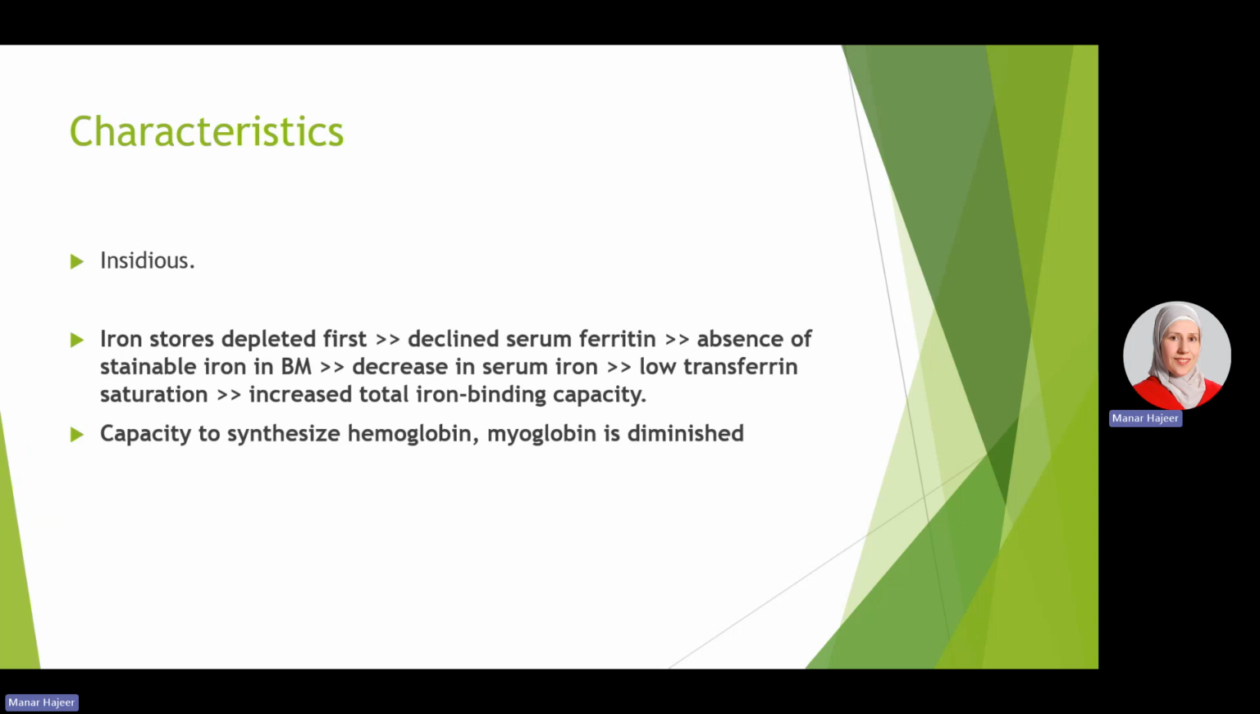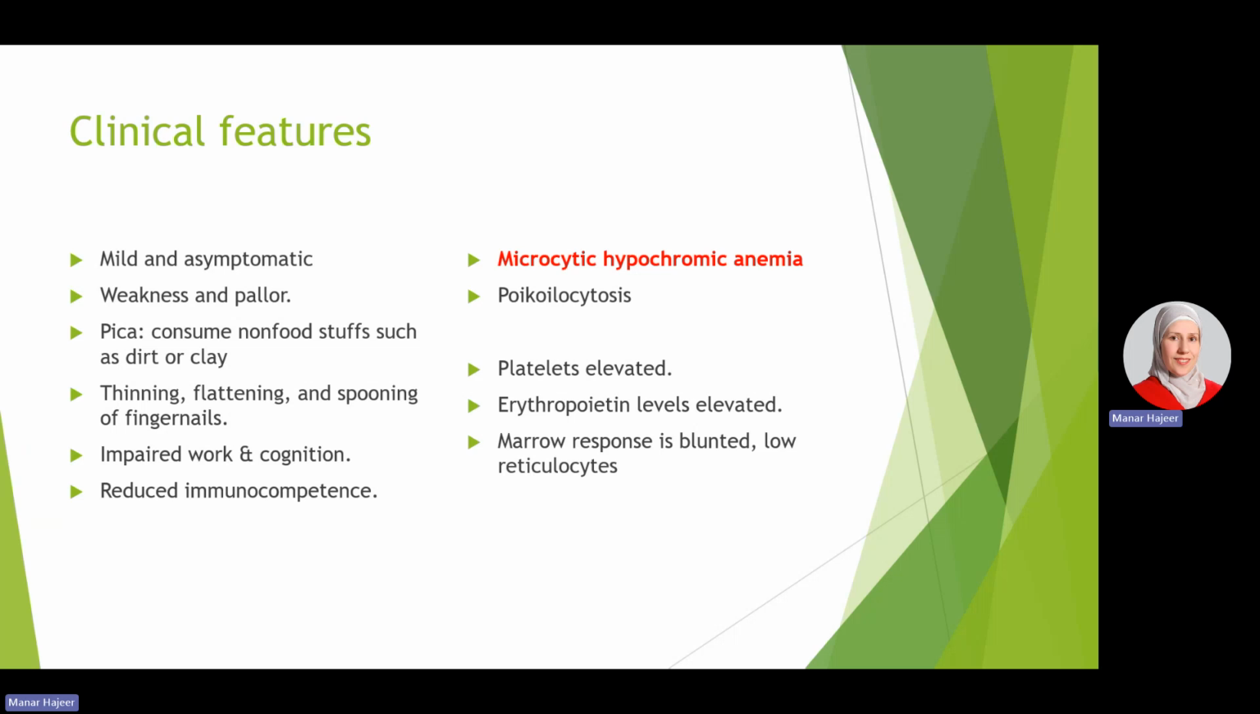the muscle, is diminished. Now, the clinical features: mostly iron deficiency anemia is a mild and asymptomatic disease. However, it can present with the non-specific signs and symptoms of anemia, which are the weakness and the pallor. Sometimes, especially in children, they can develop pica, where they consume non-food stuff, like they eat dirt, they eat clay, they eat sand, for example.